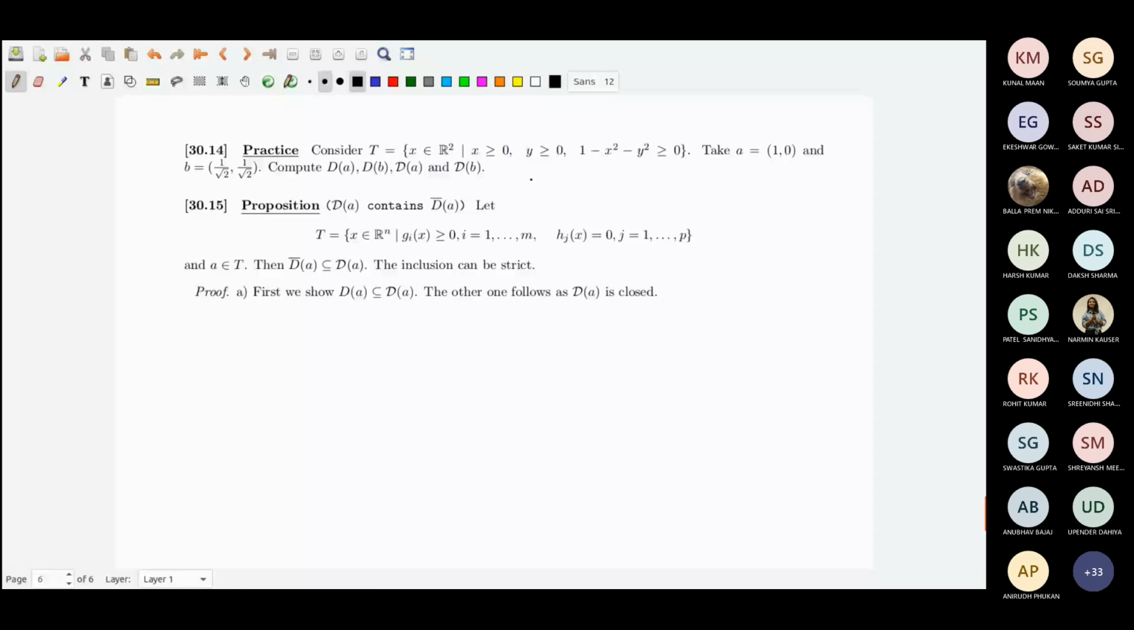So what is it that you want to prove? Because the linearizing cone is a closed set, it will contain the closure of D. It is enough to prove that all the feasible directions, capital D, are inside here. So what do I do? Now suppose D is a feasible direction.